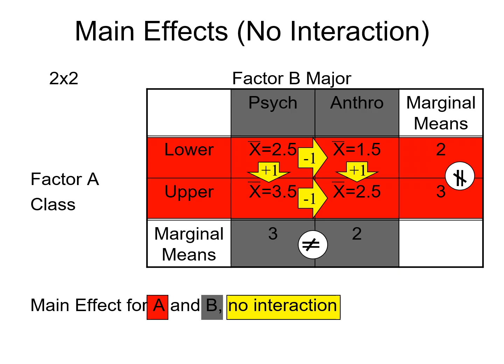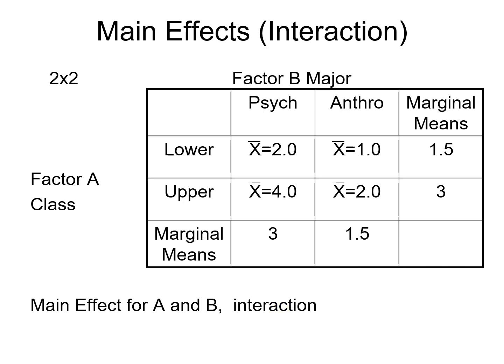So again, just walking through all of that, that's what we're looking at. Now let's take another look at a different example. In this case, I've changed those means a little bit. Again, this is just eyeballing this. We're not looking at statistical significance. And again, these are made up numbers.